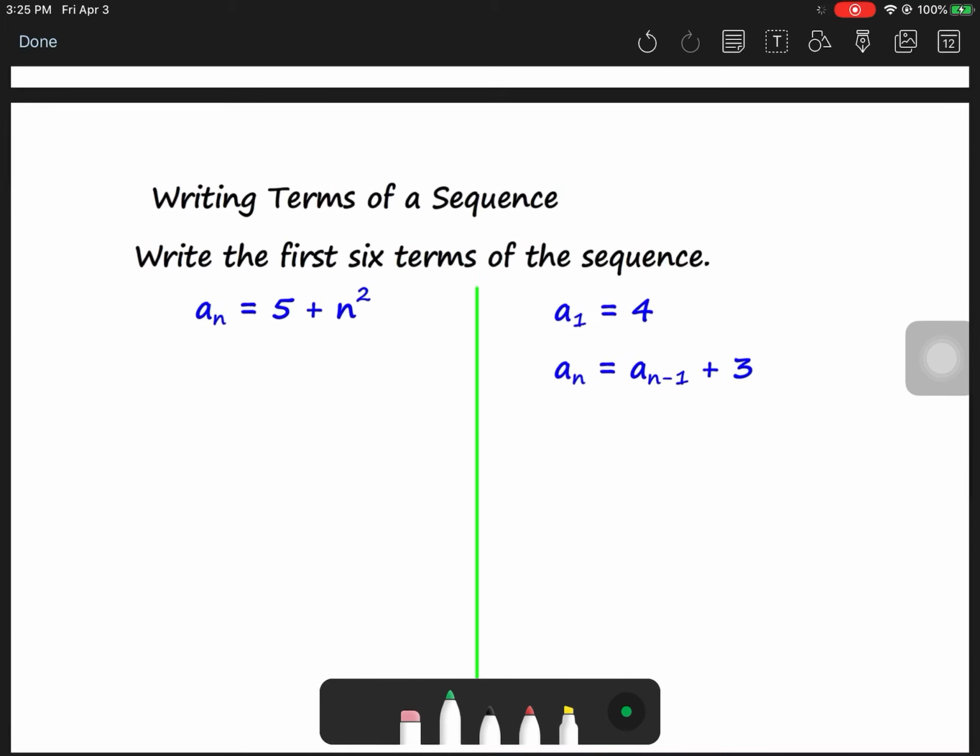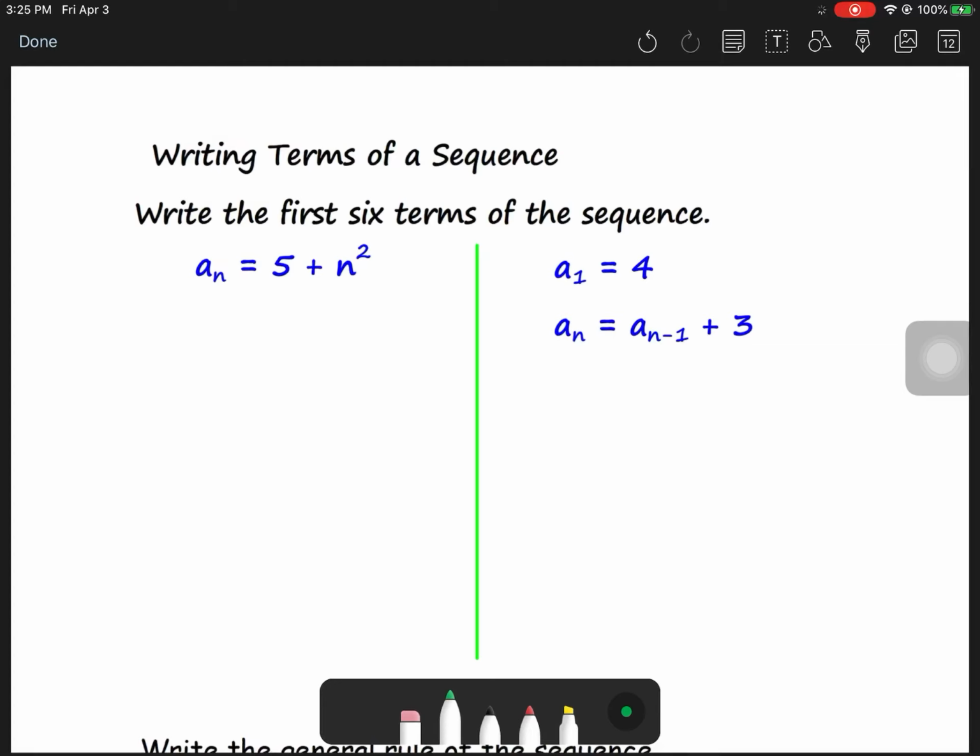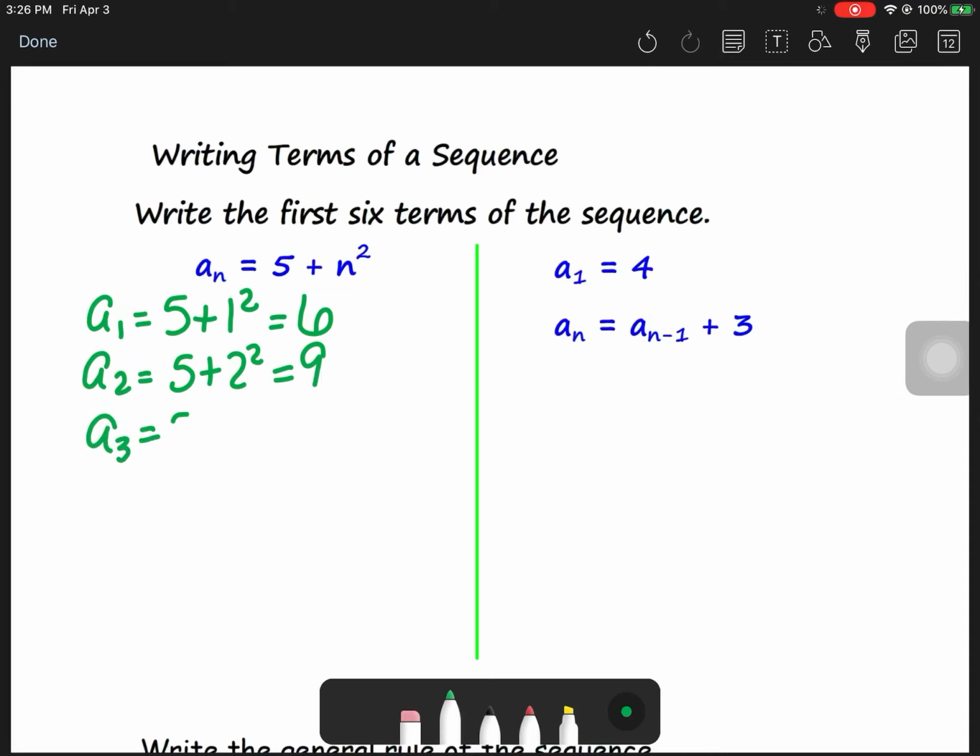Let's practice finding some more terms. This rule is a little bit more complicated, but it's the same thing. If I want to find my first term, I'm going to plug a 1 in for the n value. 1 squared is 1, and 1 plus 5 is 6. To find my second term, I'm going to plug a 2 in. So 2 squared is 4, and 4 plus 5 is 9. For my third term, I'm going to plug a 3 in. 3 squared is 9, and 9 plus 5 is 14. For my fourth term, I'm going to plug in a 4. 4 squared is 16, plus 5 is 21.